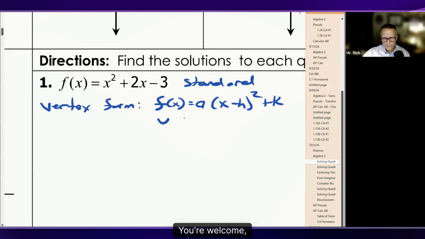is the vertex. You're welcome, Alexandra. The vertex is h comma k.